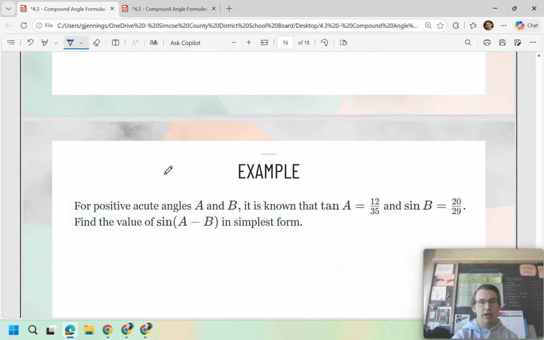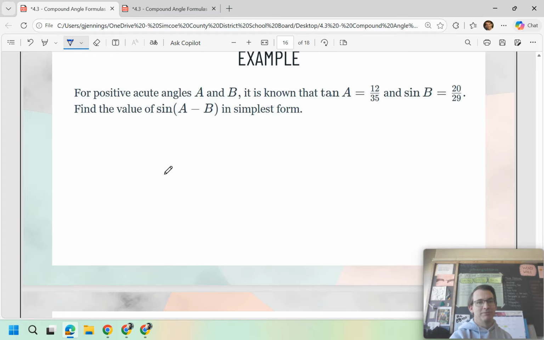I'll do examples of that tomorrow. Okay, let's try this one. This one is more a thinking problem, more tricky.